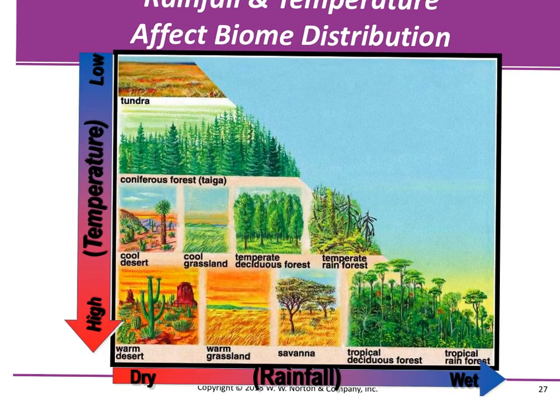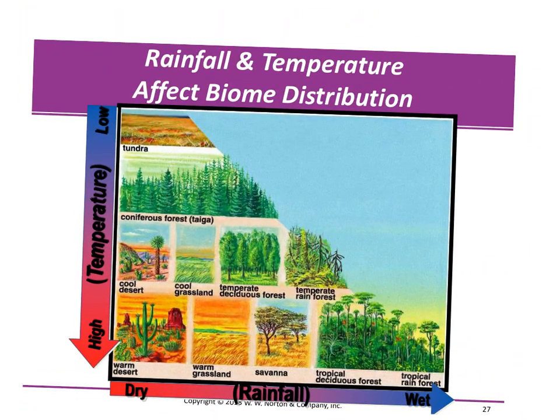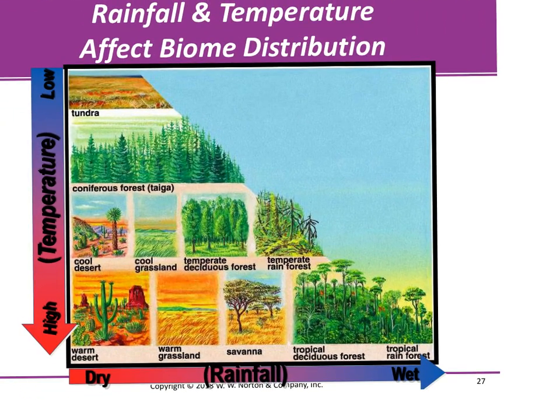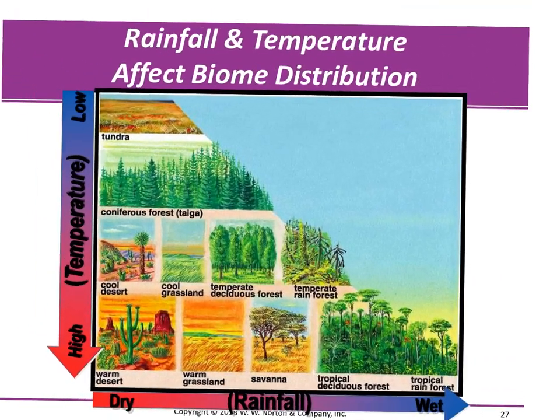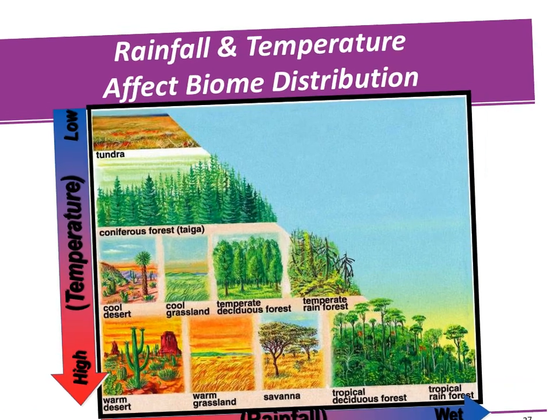So in temperature and water, warm and dry, over on the lower left, we have deserts. If we get a little bit more water in there, then we're going to have grasslands. If we're lower temperature, like higher deserts, there's going to be a cool desert. It's still going to have very little water. Cool grasslands.